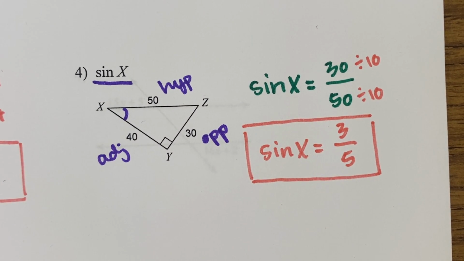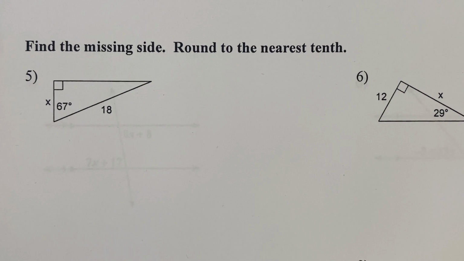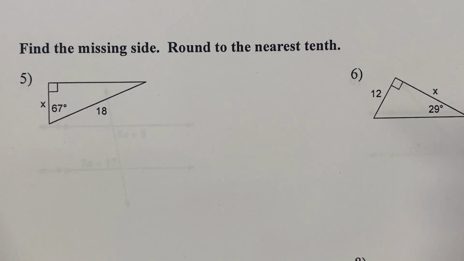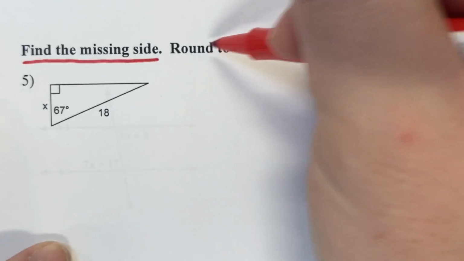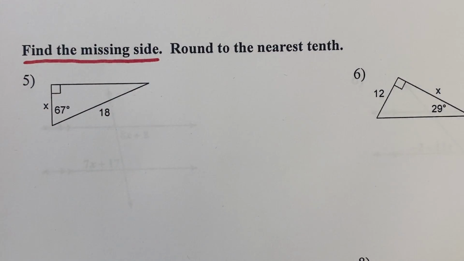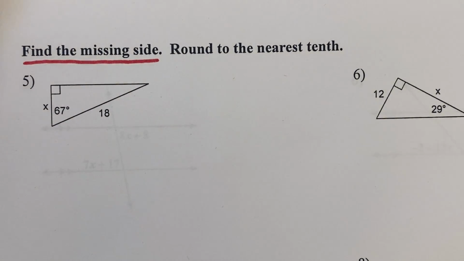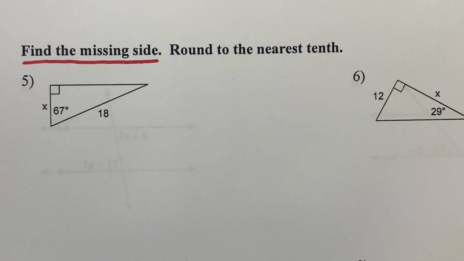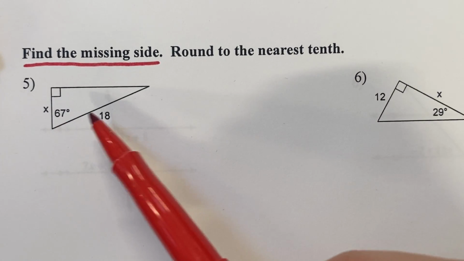And there we go. Perfect. Okay, so now for numbers 5 through 8, it's asking us to find the missing side, round to the nearest tenth, which means we'll probably have a decimal. Okay, well, we know that there are a couple ways to find missing sides of right triangles. We can use the Pythagorean Theorem when we have 2 of the 3 sides.